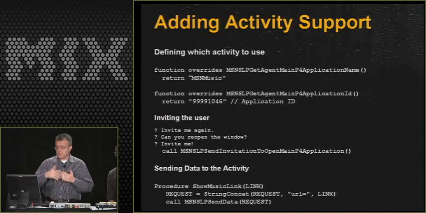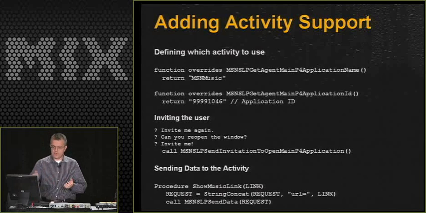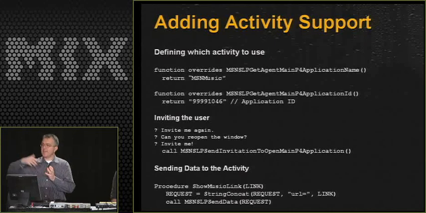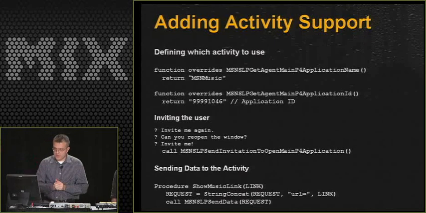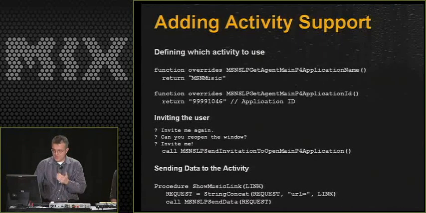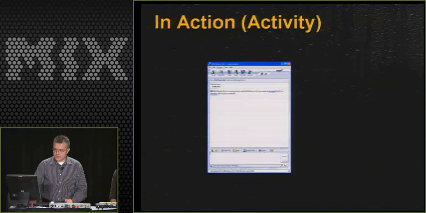that allows us, first of all, to ask the bot to invite us, which we'll do just to show that you can do that. Very simple, one call to do there. And then the last block of code here is just code that allows us to send data to the activity and make the activity do something for the bot. So we're going to show that in action again.